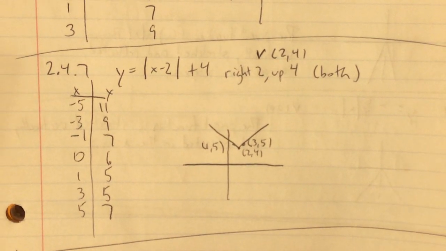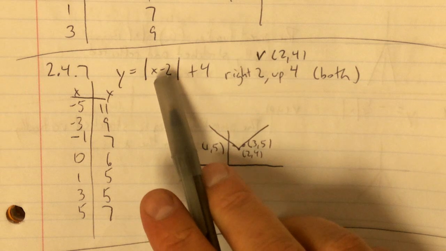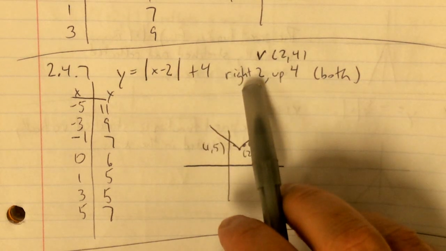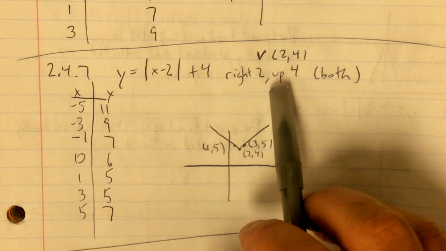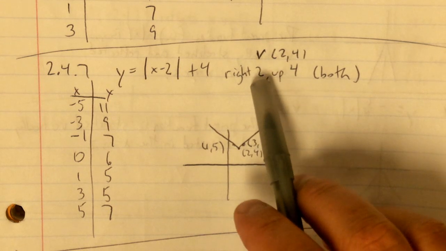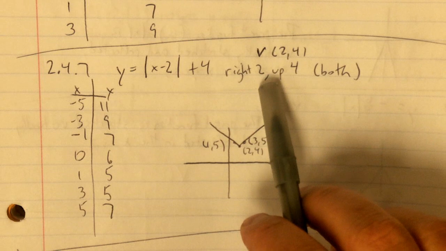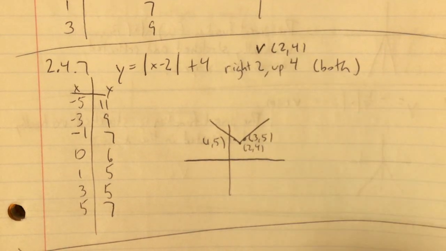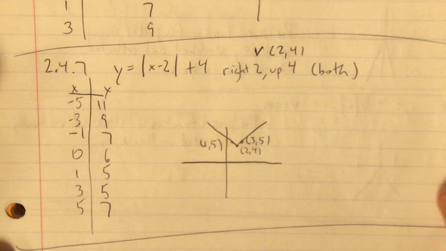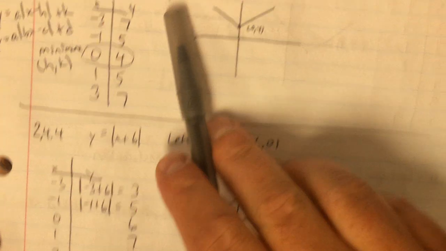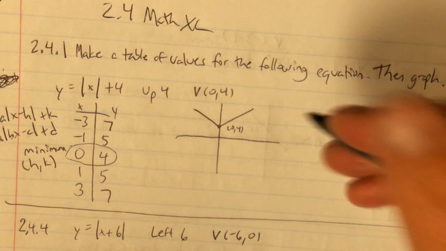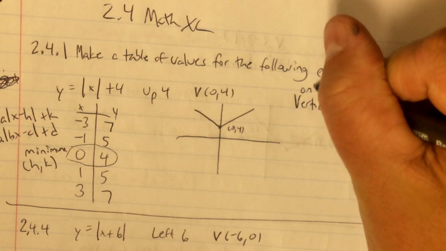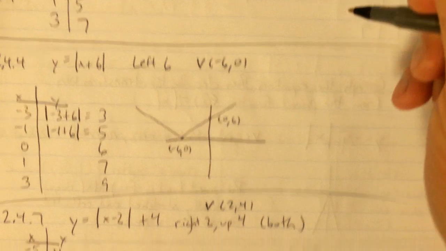The next one has absolute value x minus 2 plus 4. So on this one, you're going right 2 and up 4. And just as a reminder, this has both a horizontal change and a vertical change. So this would be 2, 4. Compare this to this one is only vertical change. And this one is only horizontal.